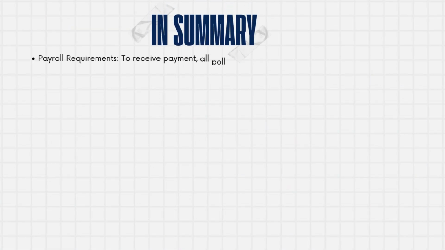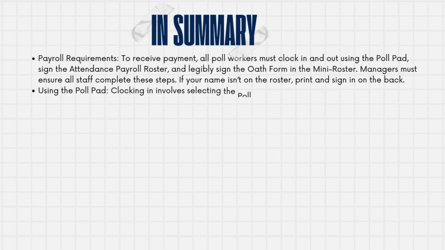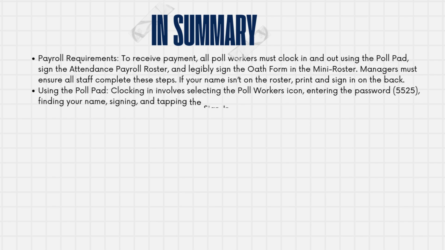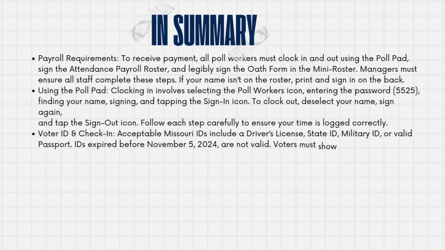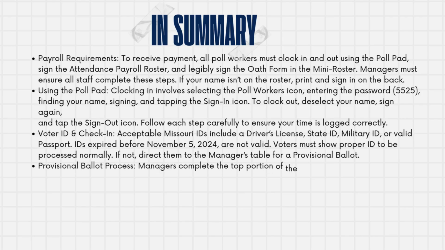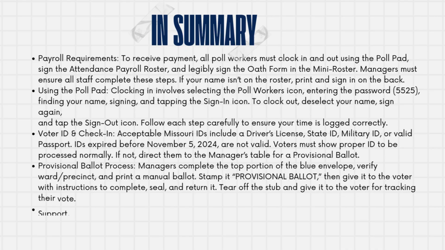Quick summary to get paid. Clock in and out on the poll pad. Sign the attendance payroll roster and sign the oath form in the mini roster. Managers, make sure everyone completes these steps. If a name's missing, print and sign on the back. Clocking in on the poll pad: tap the poll worker's icon, enter 5525, find your name, sign, and tap Sign In. To clock out, deselect your name, sign again, and tap Sign Out.